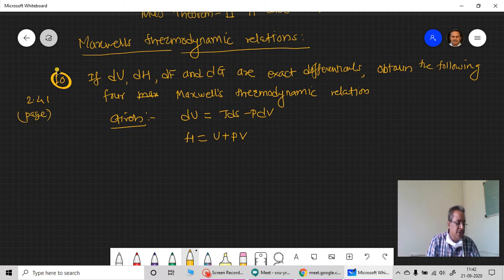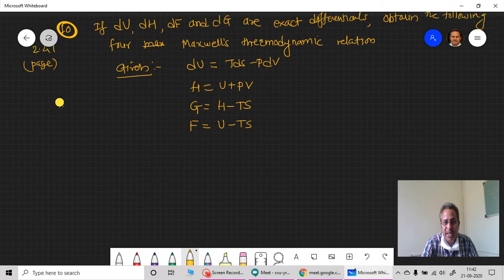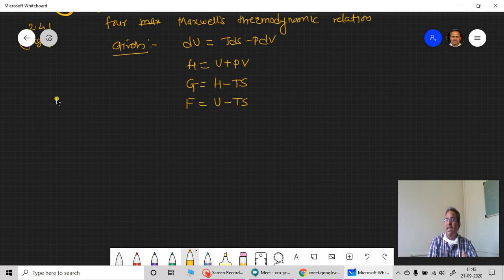Then G is Gibbs free energy, which is given as enthalpy H minus TS. And similarly, the last one, F, Helmholtz free energy, is given by F equals U minus TS. Actually it should be given. आपल्या टेक्स्टबुकमध्ये हे दिलेलं नाही, त्यामुळे बऱ्याच वेळा आपल्याला हे मॅक्सवेल्स रिलेशन डिराईव्ह करता येत नाहीत.